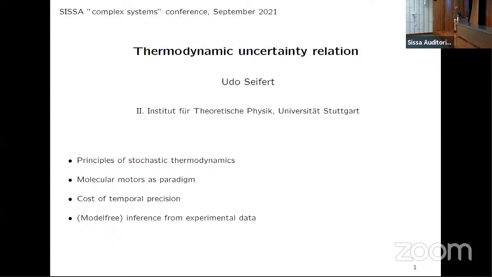So I'd like to introduce you and to highlight a few aspects around this notion of the thermodynamic uncertainty relation. And I hope to convince you that it's arguably one of the most exciting developments which came out of stochastic thermodynamics. So we'll start with recalling the principles of stochastic thermodynamics using molecular motors as a paradigm, and then I'll come to the core topic.